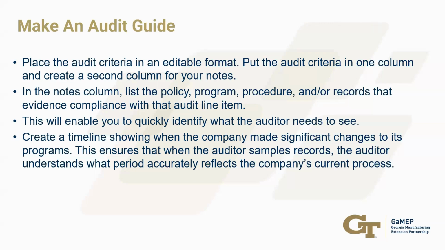You'll also want to create a timeline so you know when significant changes to your system have occurred. For example, if you started preparing for an audit in January and you realized you didn't have a complaint management system and you didn't implement a complaint management system until March, you'll want to ensure the auditor understands that time frame so that the auditor, when they're auditing against the complaint management section, they don't ask for records from January or February. They ask for records from March forward when you've implemented the change.